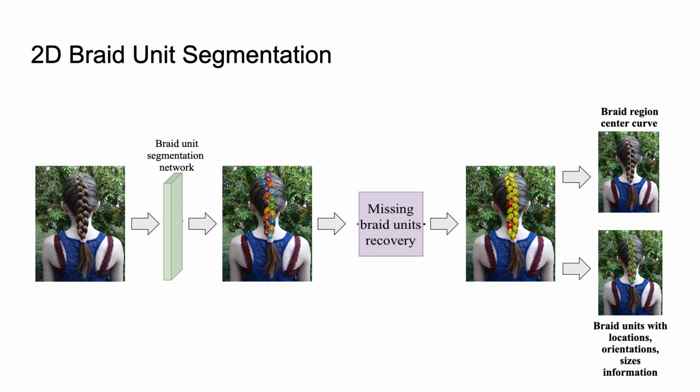Due to the complexity of the braid structure, there are still a few braid units that cannot be detected. We developed an algorithm to recover the missing braid units. After recovering all the missing braid units, we estimate the braid region center curve by quadratic regression based on the center points of all the braid units.